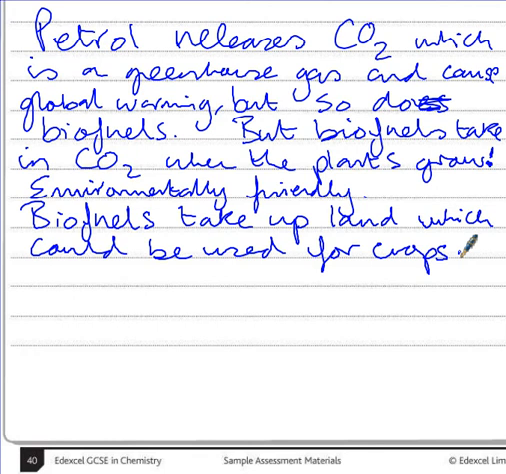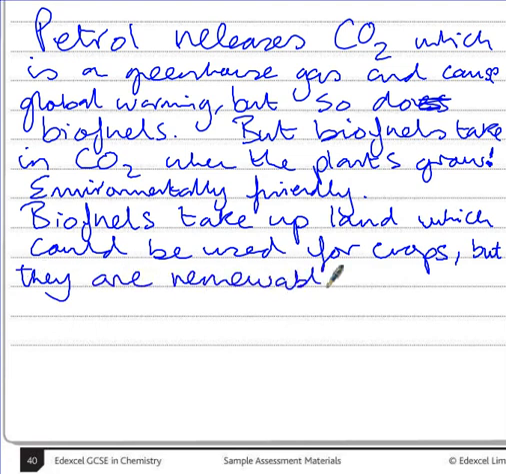Let me just mark that up to there using the mark scheme. So let me add one thing before I mark it. I'm going to just add it here. I'm going to just put a little comma, but they are renewable. So obviously they're renewable because you can grow crops again in a year. You can't do that with fossil fuels such as petrol. You can't just grow that in a year. It's a fossil fuel, comes from crude oil, takes millions of years. So you might want to mention that as well.